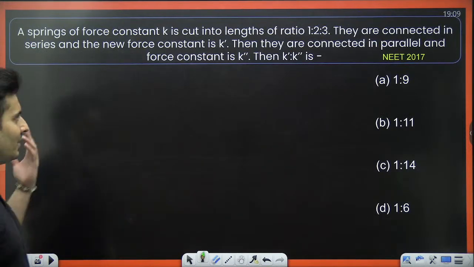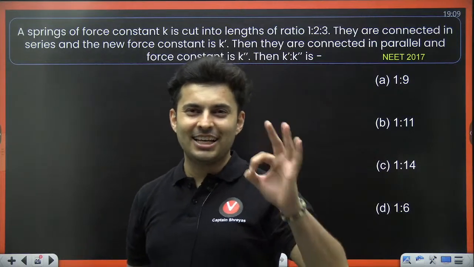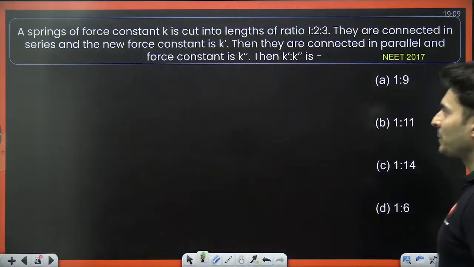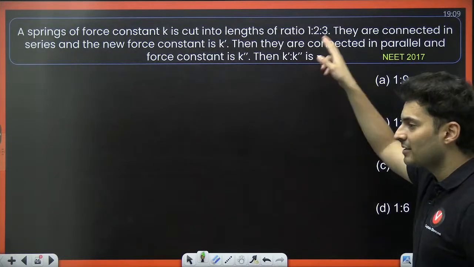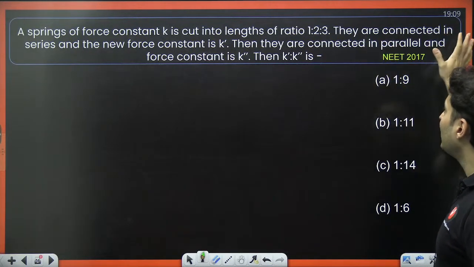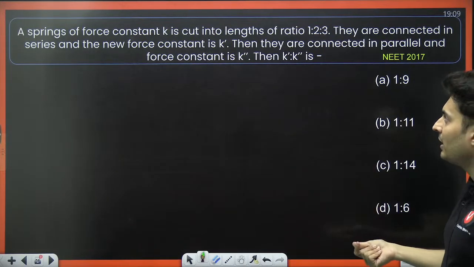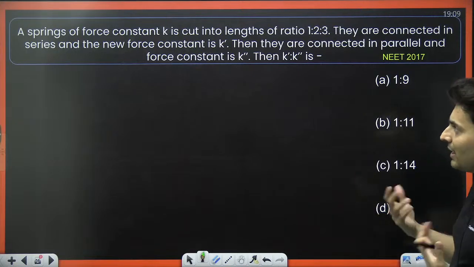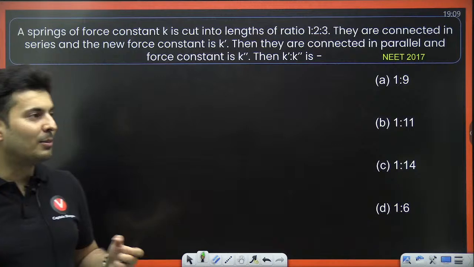In fact, there was a question which came in NEET 2017. Very interesting question. Observe it. A spring of constant K is cut into lengths in the ratio 1:2:3. They are connected back in series. The new constant is K prime. When they are connected in parallel, the new constant is K double prime. What is K prime by K double prime?